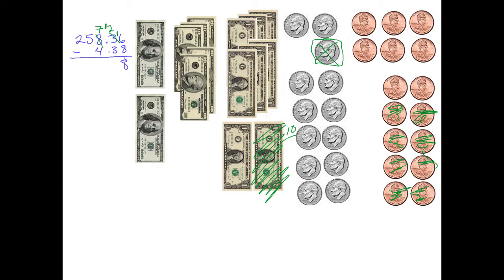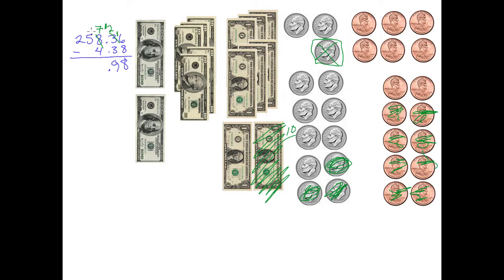Ta-da! And so now we can take away what it says to. We have 1, 2, 3, 4, 5, 6, 7, 8, 9, 10, 11, 12 dimes. We can now easily take away 3 of them. 1, 2, 3. Look at that. We can take away 3 of them, and we have how many left? 1, 2, 3, 4, 5, 6, 7, 8, 9. We have 9 left. 12 minus 3 was 9.